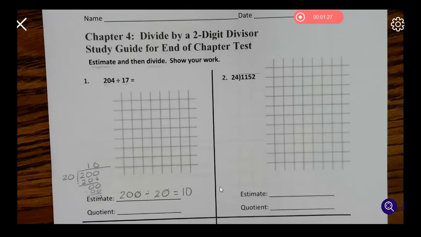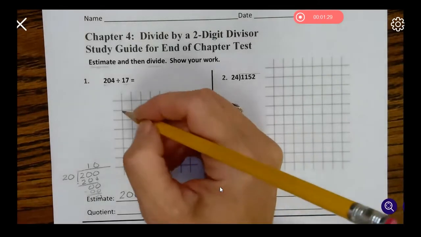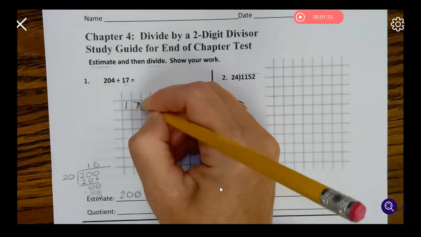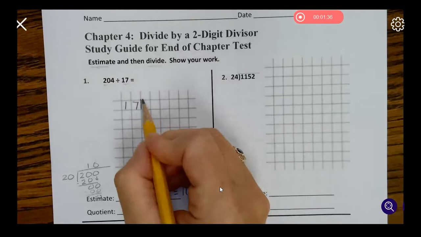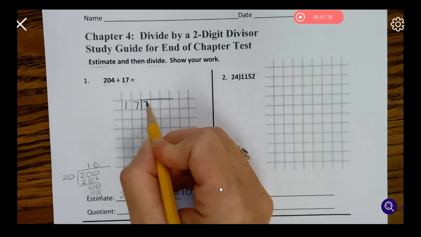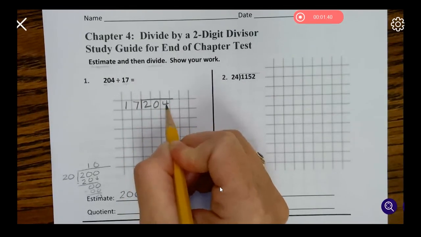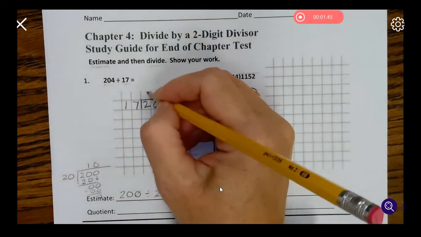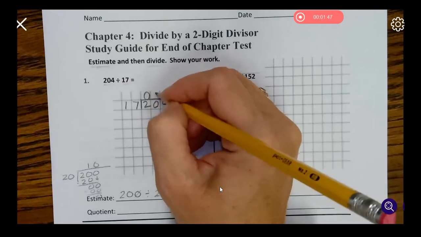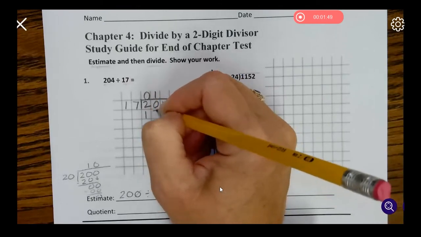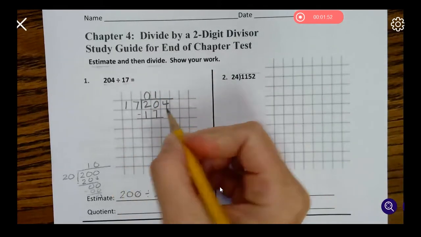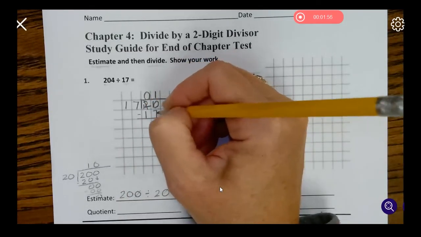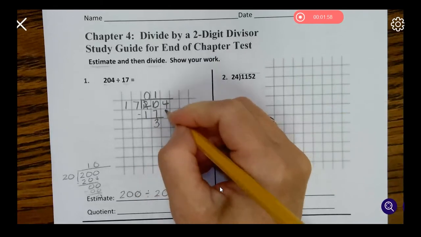Now they want us to solve the problem for real. So we have 17, and that's our divisor, and we're dividing 204. 17 is not able to divide 2. It can divide 20 once, which is 17. We subtract. We have to borrow to subtract. 10 take away 7 equals 3. We bring down the 4.